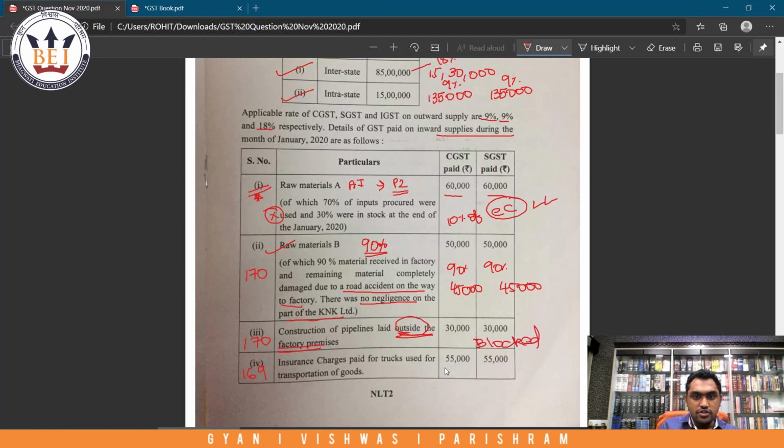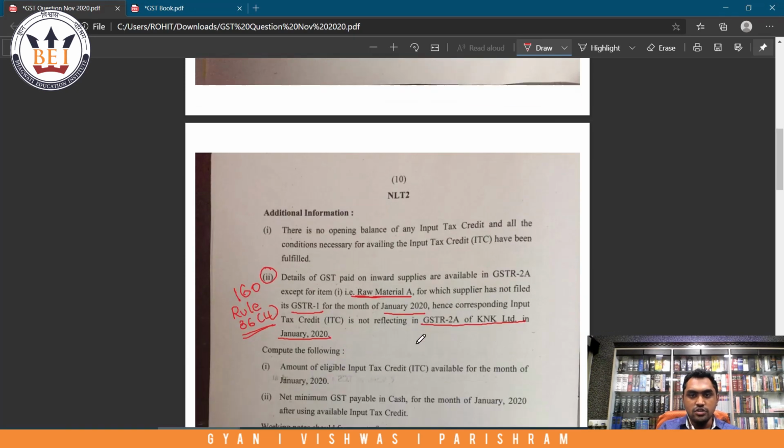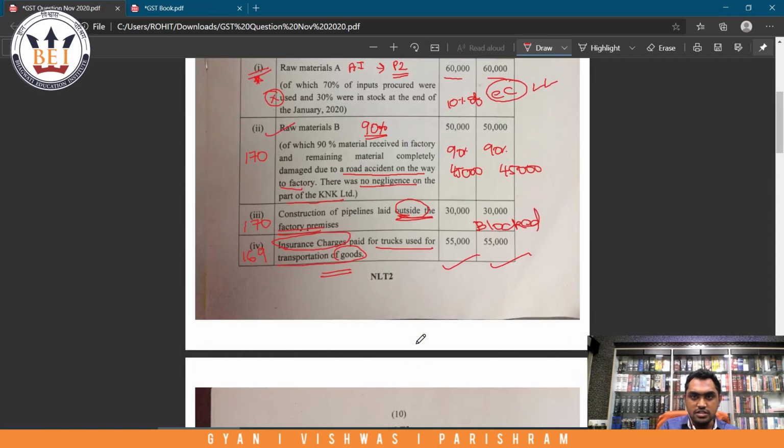Next, insurance charges paid for trucks used for transportation of goods. Very important. Again in section 17.5 blocked credit, the credit was blocked for passenger transport and not for goods transport, and since the credit is not blocked for the vehicle, insurance charges credit also can be claimed. So this 55,000 is eligible credit. So the total eligible credit is how much? This 45,000 plus 55,000, that is 1 lakh.